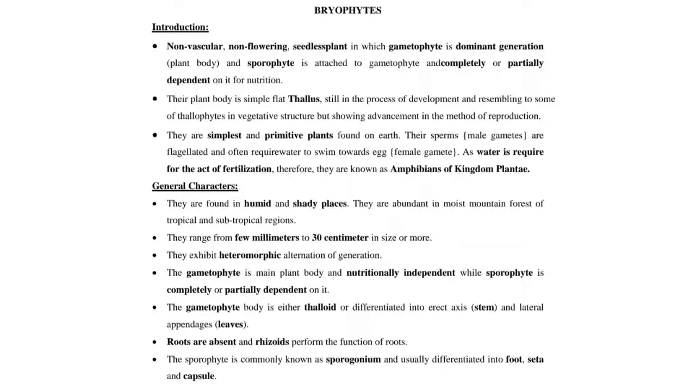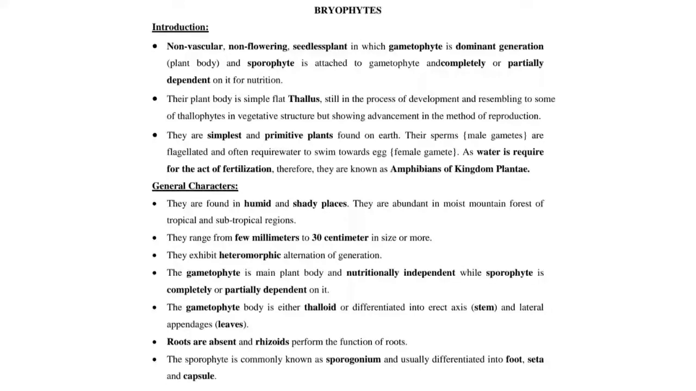They are the simplest and most primitive plants found on Earth. Their sperms, the male gametes, are flagellated and often require water to swim towards the egg, the female gamete. As water is required for the act of fertilization, they are known as the amphibians of kingdom Plantae. General characters. They are found in humid and shady places. They are abundant in moist mountain forests of tropical and subtropical regions. They range from a few millimeters to 30 centimeters in size or more.